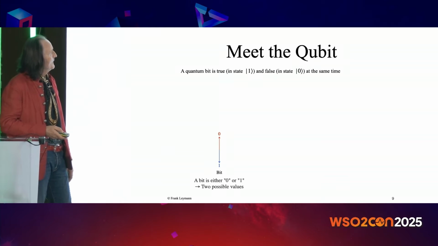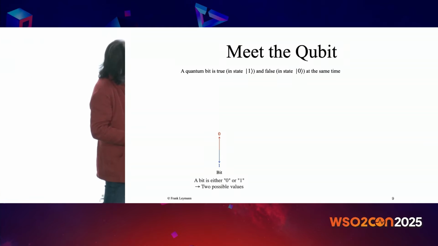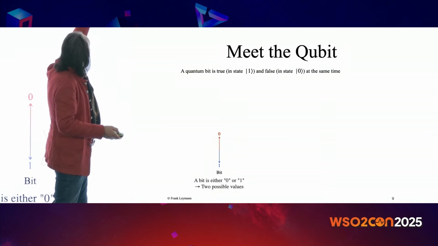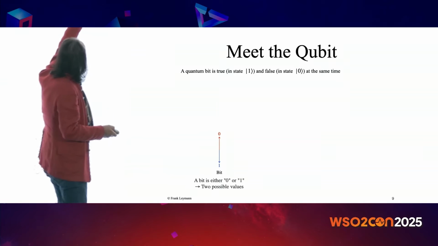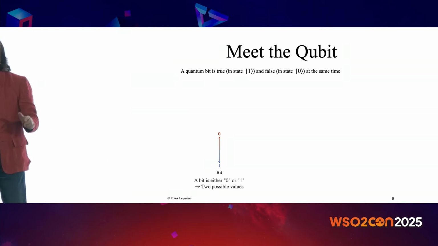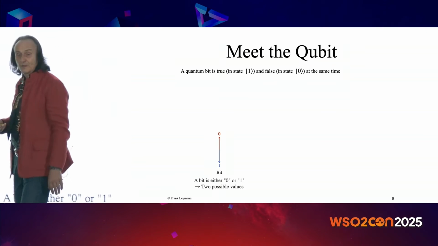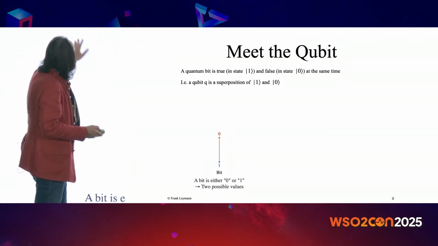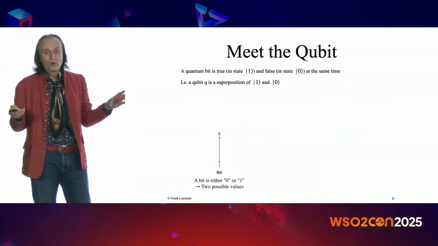But a quantum bit can be true and false. In quantum physics, you use this crazy symbol here. It's called a ket. Ket 1 is true, ket 0 is false, and the quantum bit is true and false at the very same time. This is crazy. It's the very same time. And we write it this way. We say that the qubit is a superposition of true and false.